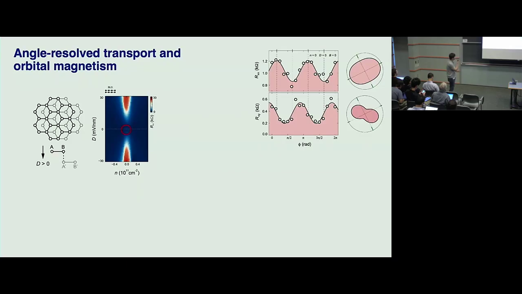If you look at the angular dependence, it looks like this. There's something familiar, right? Both the longitudinal and transverse channels have this angle-dependent oscillation that has a period of pi. But along this direction of the principal axis, the black dashed line, the Rxy is not 0. So using this angle-dependent measurement, you can extract the conductivity matrix.